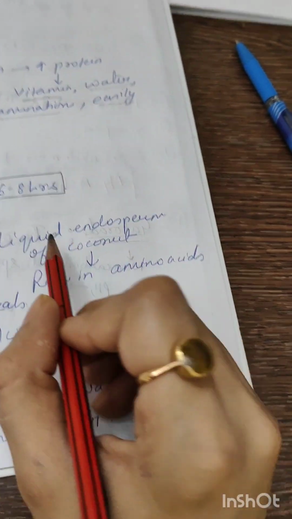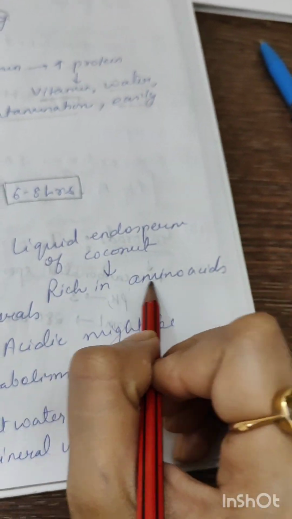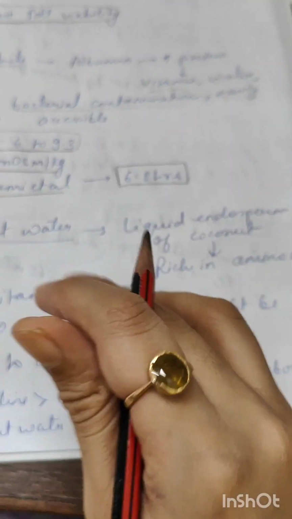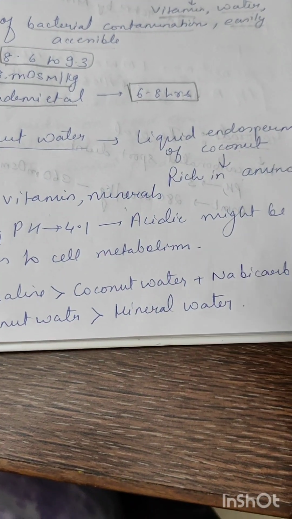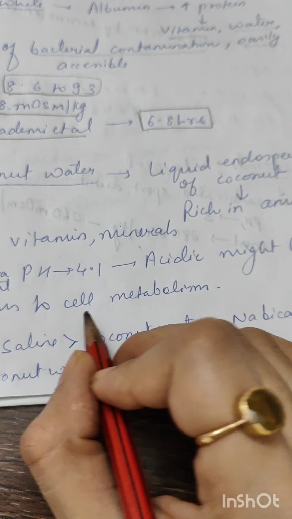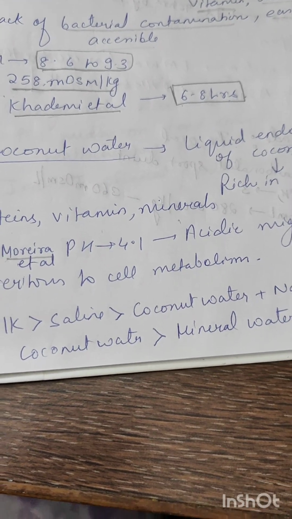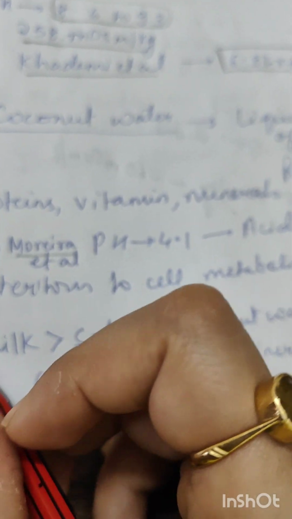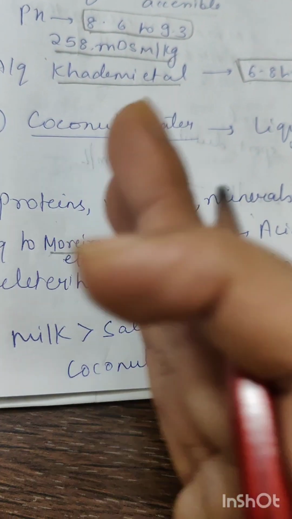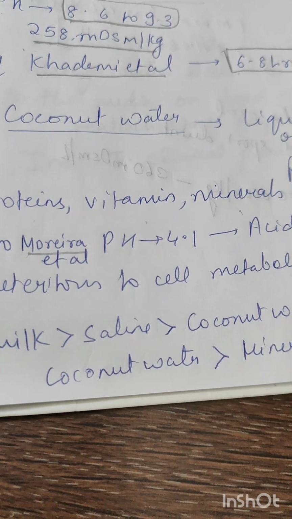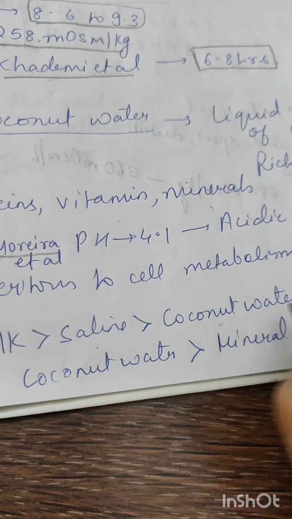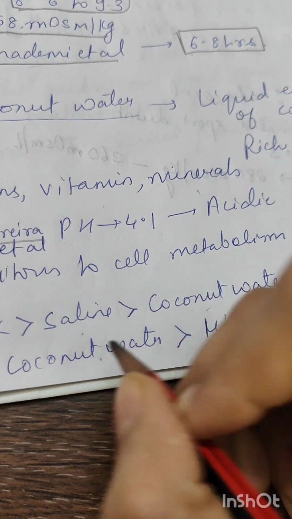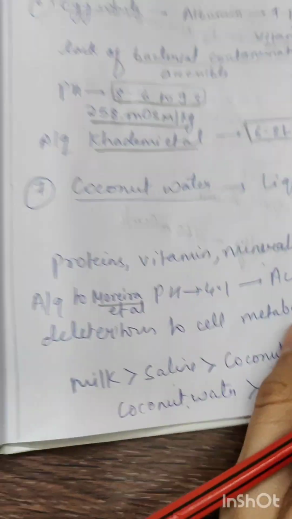Next is coconut water. It is the liquid endosperm of coconut. It is rich in amino acids, proteins, vitamins, and minerals. But according to Morera et al., the pH of coconut water is 4.1, that is, it is acidic. So it can be deleterious to cell metabolism. According to Morera et al., the descending order for favorable tooth storage media is milk, then saline, then coconut water plus sodium bicarbonate, which makes the pH basic, then coconut water, and mineral water last.